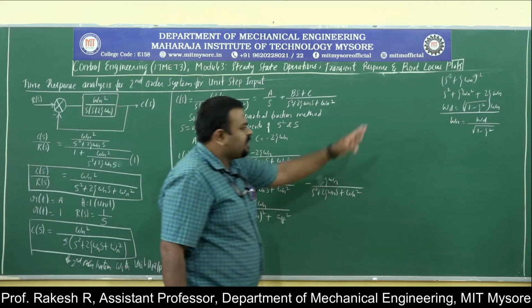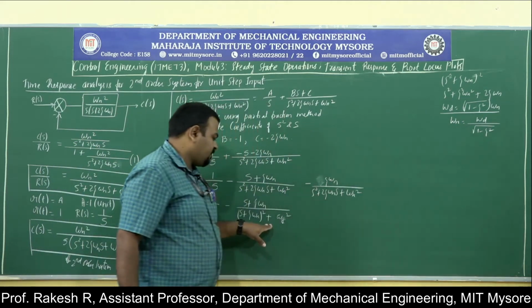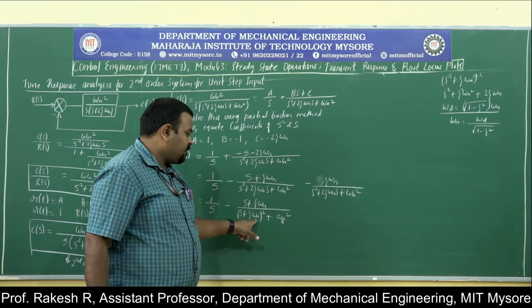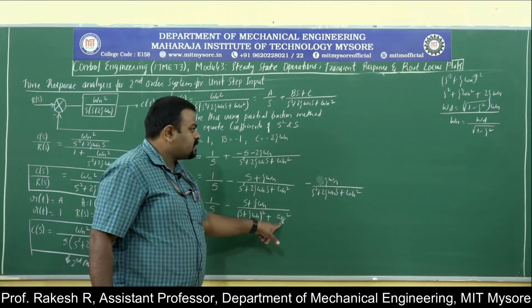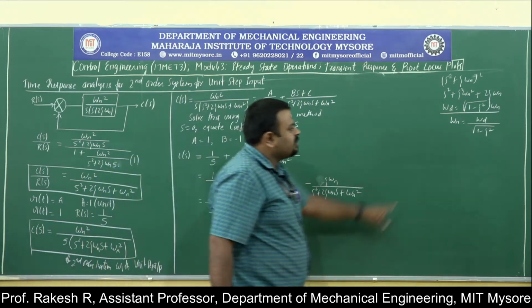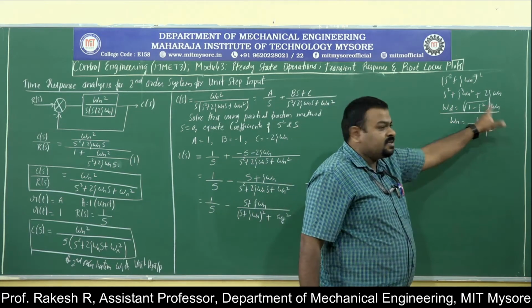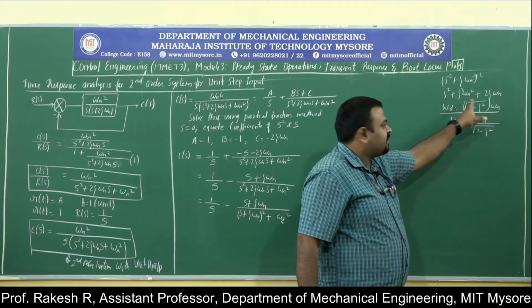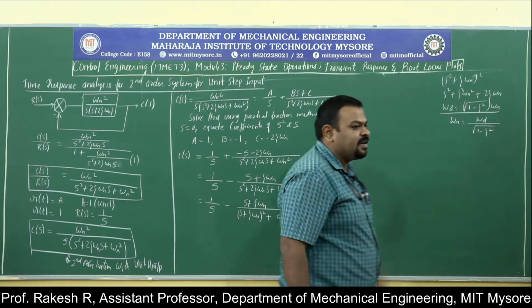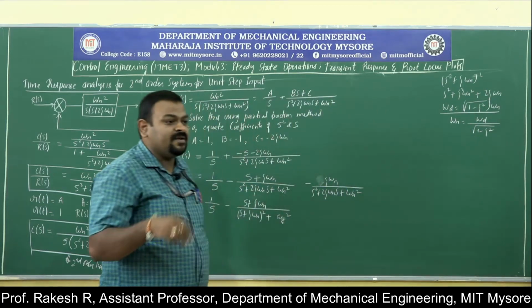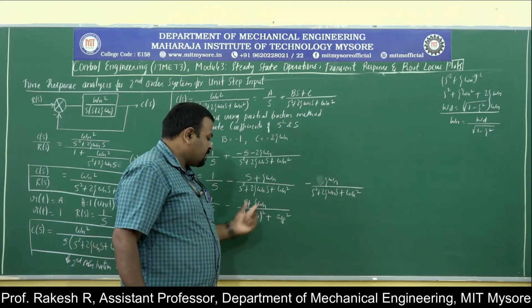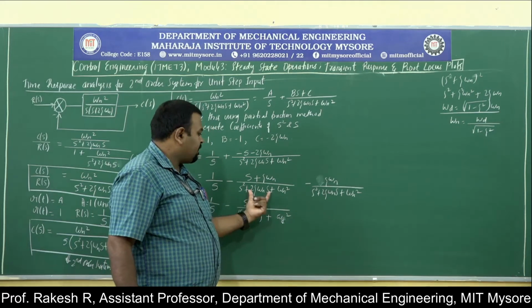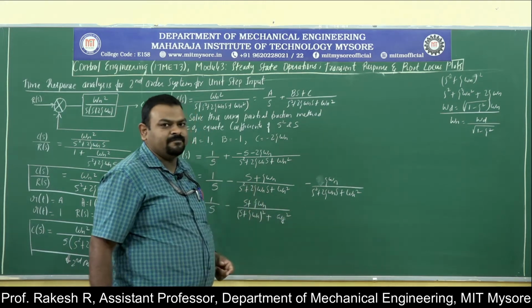The same thing, if I write the expression in terms of this, s plus zeta omega n whole square, this will be equal to omega n into square root of this. If I do the square, then I will get omega n square into 1 minus zeta square. So the omega n square and zeta omega n square terms will get cancelled. I will be remaining with the same thing.